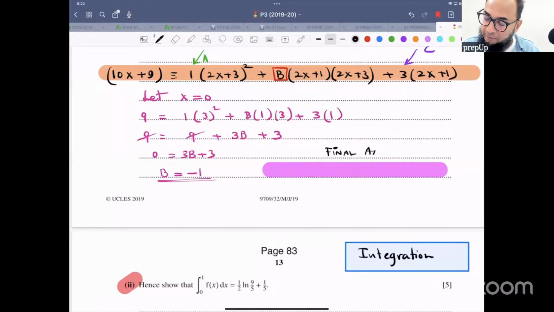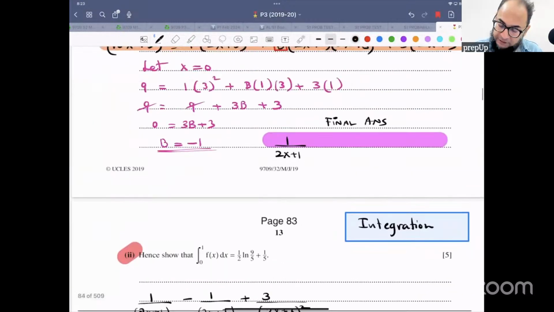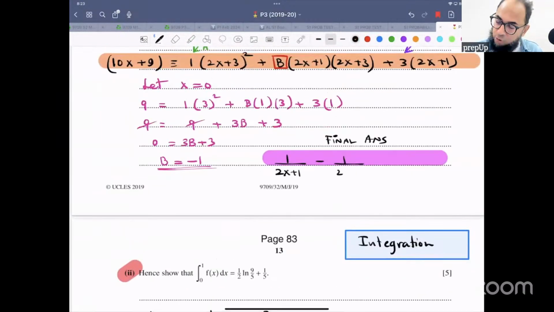Now, no matter how much effort you have tried, if you are not following the directives of the examiner, you are bound to lose marks. So follow the directives. So this is 1 over 2x plus 1, minus 1 over 2x plus 3, plus 3 over 2x plus 3 whole square. This is the partial fraction.